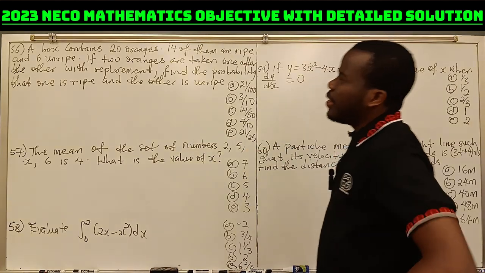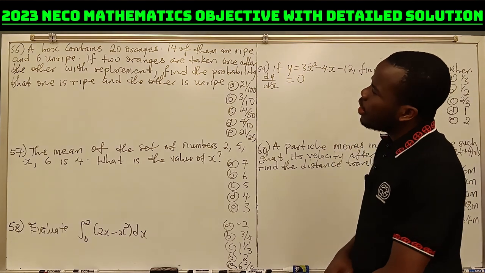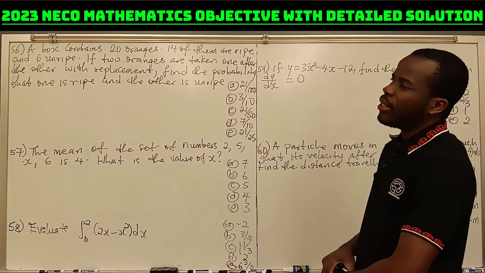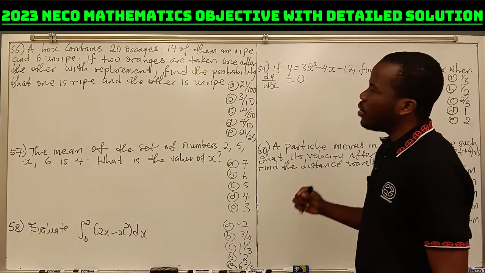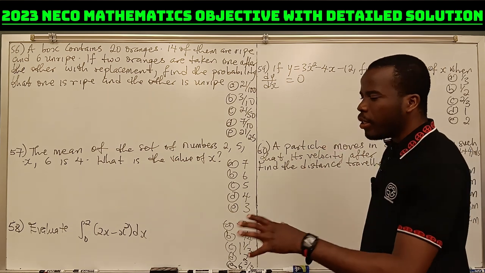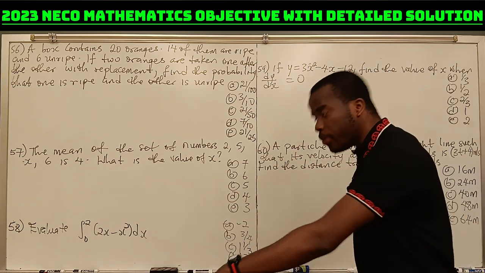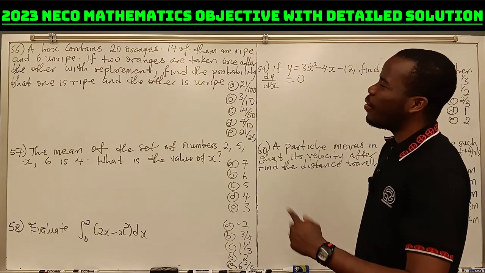Next question says, a box contains 20 oranges. 14 of them are ripe and 6 unripe. If 2 oranges are taken one after the other with replacement, so when you take it, you replace it back, find the probability that one is ripe and the other is unripe.